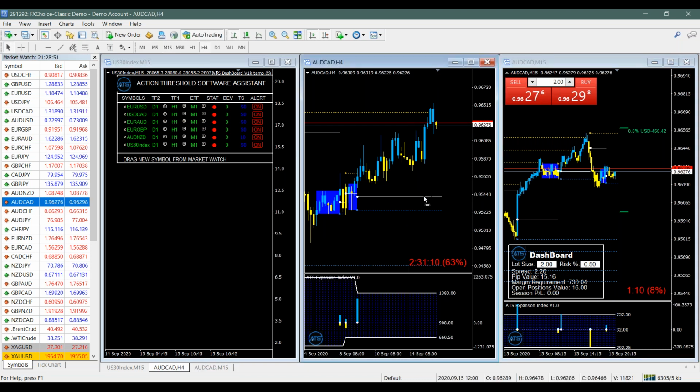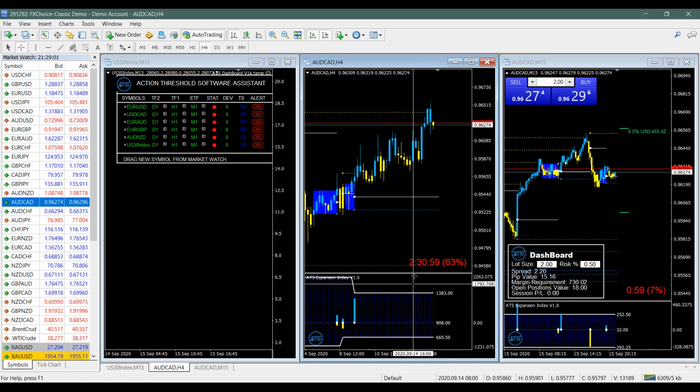So yeah, I think there's an opportunity there on the 15 into the 4 hour. The expansion index isn't above your averages, so there's a possible room to push on that as well. So yeah, anyway, there's opportunity there.